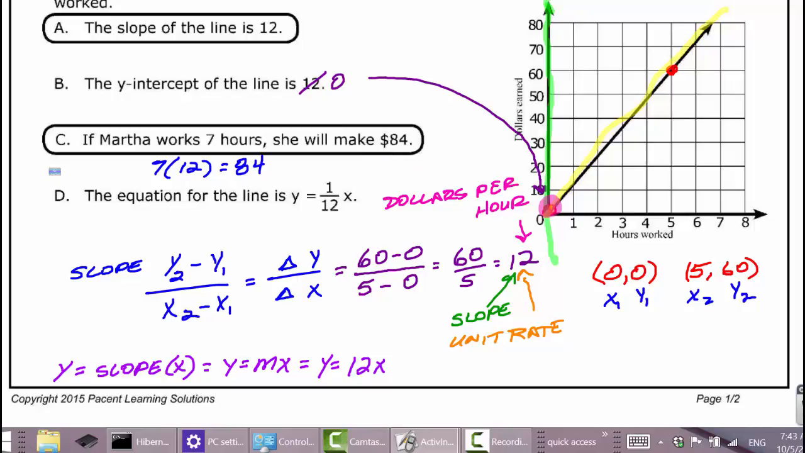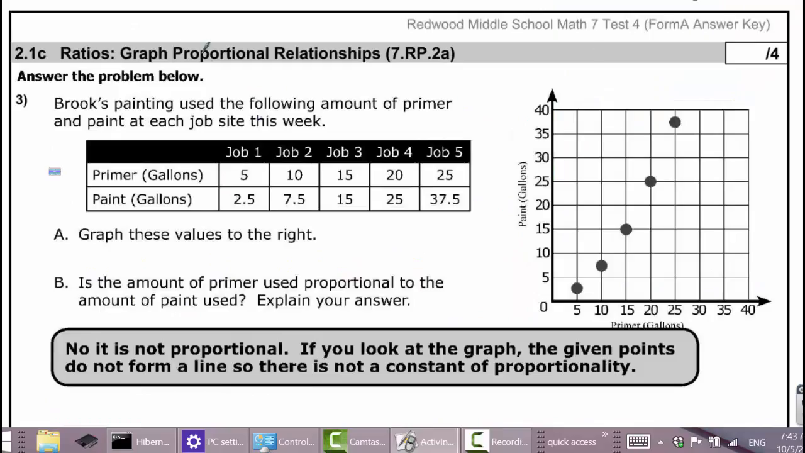Let's move on to the last slide. Graphing proportional relationships. Brooke's painting used the following amount of primer and paint for the job. So 5 to 2.5, 10 to 7.5, 15 to 15, 20 to 25, 25 to 37.5. Graph the values. Here's the graph we ended up with.